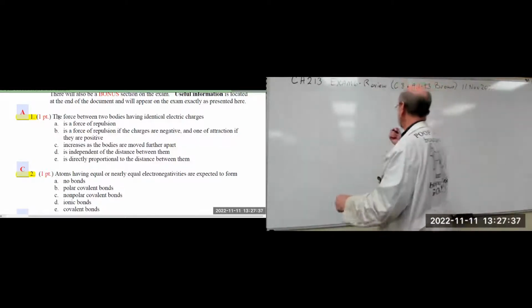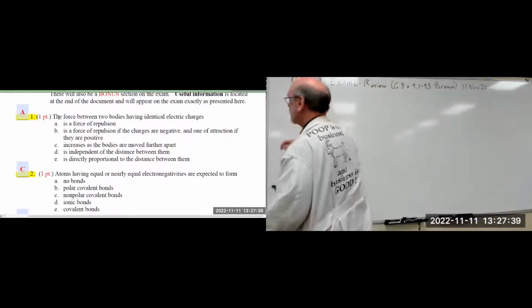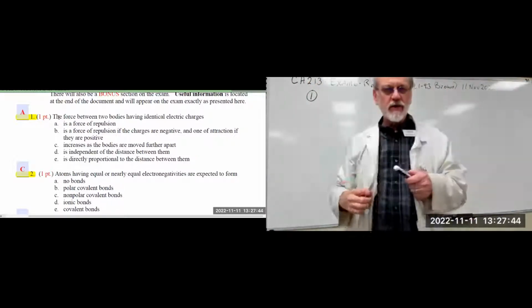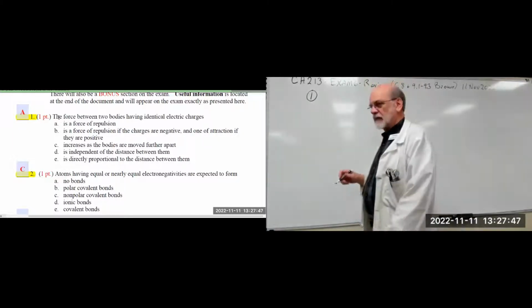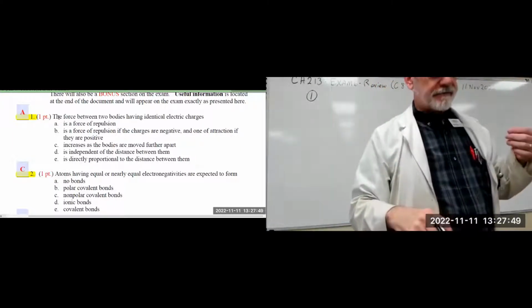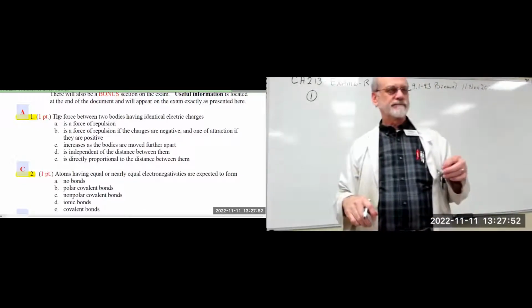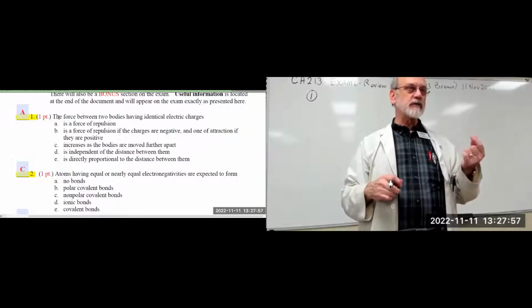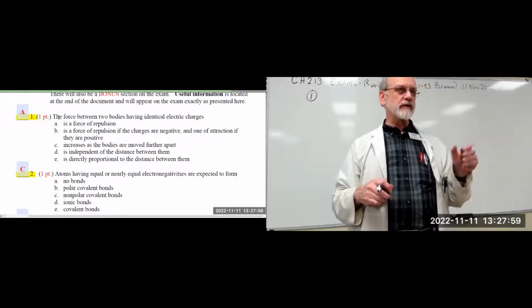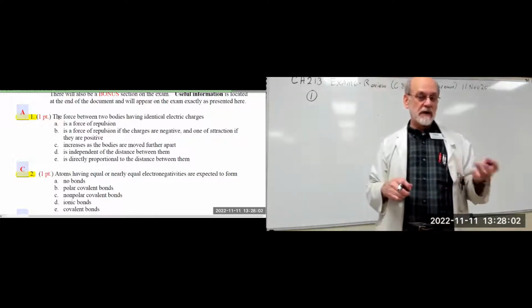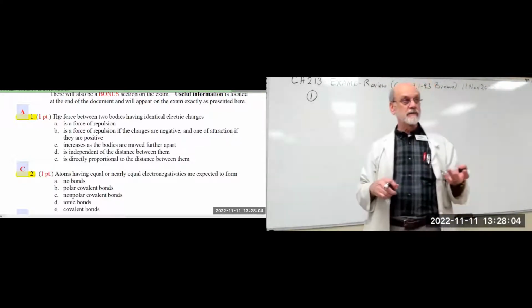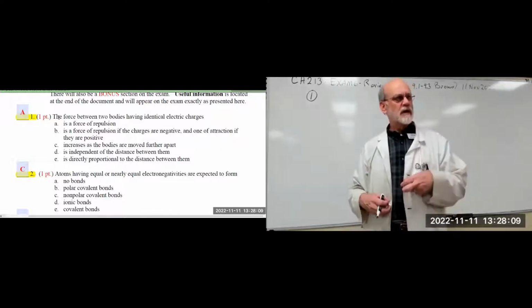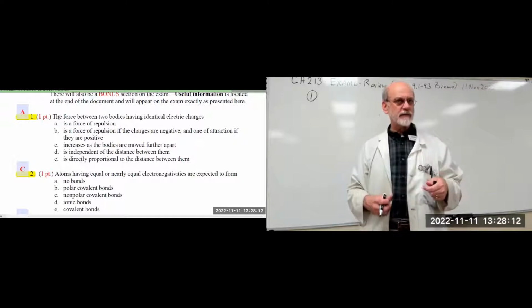Number one. The force between two bodies having identical electric charges. This references Coulomb's law, where you can actually measure the forces between two charged particles. In our case, we're talking about two individual atoms, actually ions, right? Because Coulomb's law only works for ionic compounds.